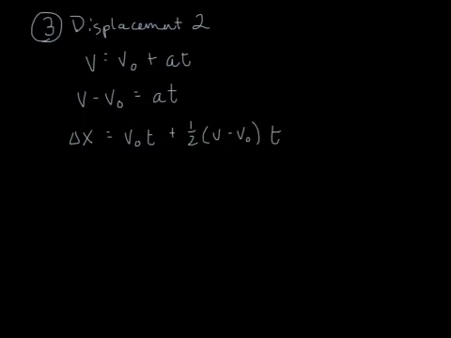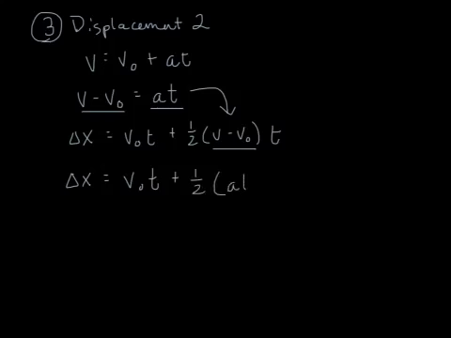And so what we see here is that v minus v0 is equal to at. So for this v minus v0 right here, I can substitute in at. And I get that delta x equals v0 t plus 1/2 times at times t. And so, of course, a simpler way to write that is delta x equals v0 t plus 1/2 at squared. And so that's the second equation we can use for the displacement of an object under constant acceleration.